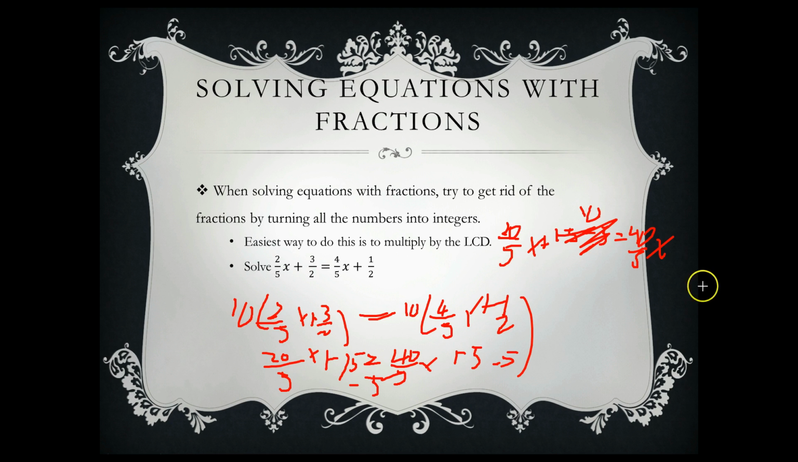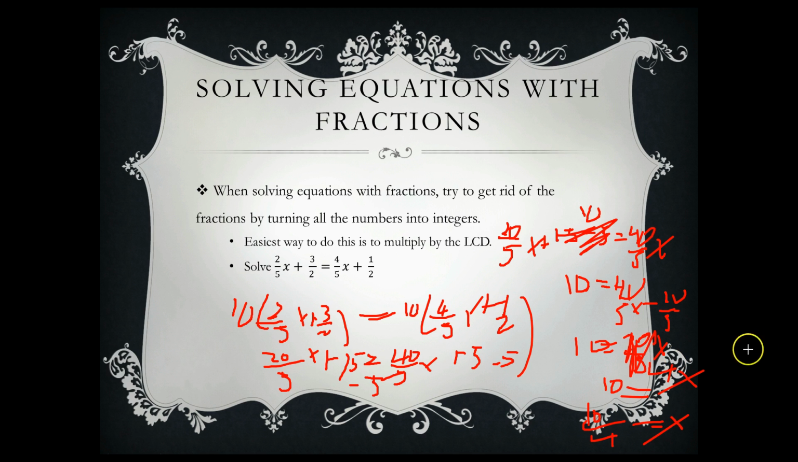So we can just subtract 20 over 5 x from both sides. So 10 is equal to 40 over 5 x minus 20 over 5 x, which is just 20 over 5 x. So 10 is equal to 20 over 5 x. 20 divided by 5 is equal to 4, so this is just 4x. So 10 is equal to 4x. Just divide both sides by 4, and we'll get 10 over 4 is equal to x.